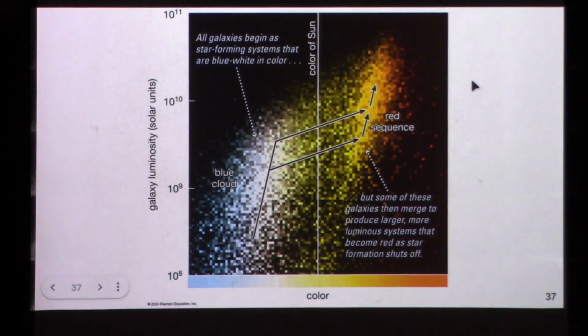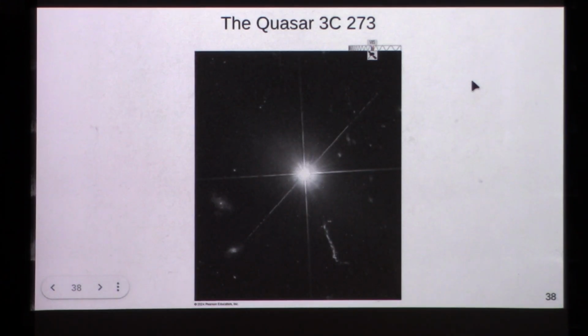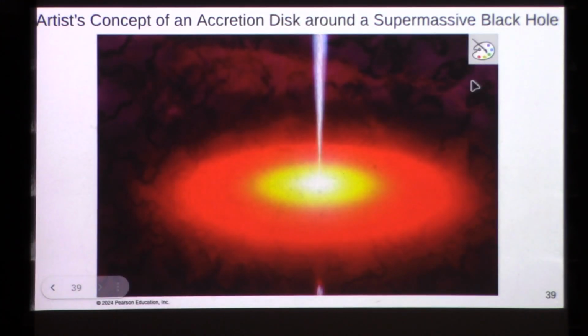Yeah, I'm going to keep going here with this. I'm going to keep going with this. Yeah, I want to talk about dark matter.